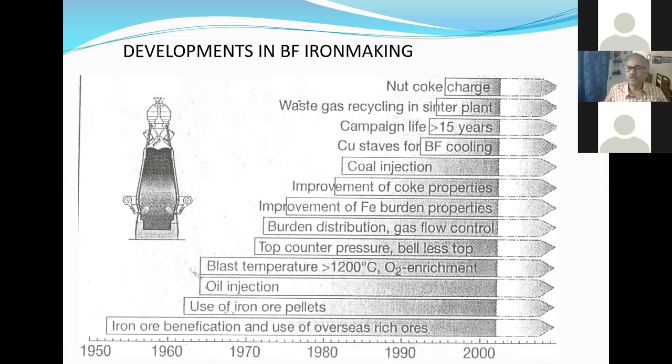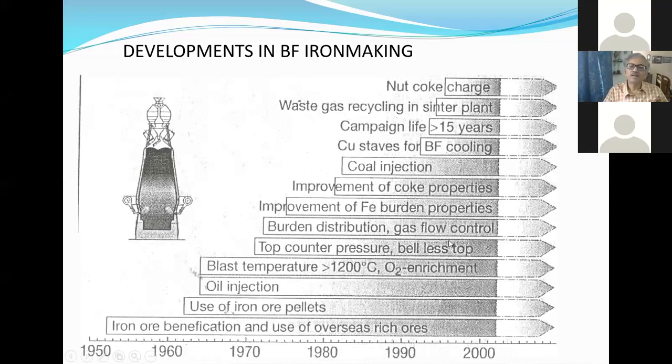If you want to increase the productivity, obviously you have to increase the blast rate. And the problem with increasing the blast rate is that it increases the pressure drop. Pressure drop increase means a lot of irregularities will come, and if you can use the high top pressure, basically you can reduce the pressure drops. So even at high blast rate, even at high productivity, you can operate the blast furnace smoothly if you have a high top pressure. So top counter pressure, bell-less top charging.